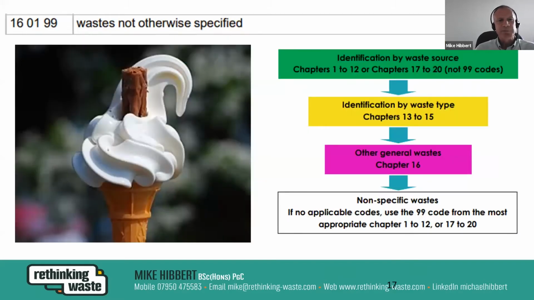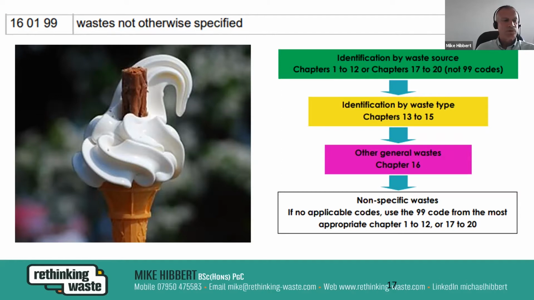So here is an example, chapter 160199, and it says waste not otherwise specified. And this description appears at the bottom of quite a lot of the tables. A word of warning, we shouldn't use 99 codes on our first go through the listing. We should only use it if we can't have any joy. If we get to chapter 16, then we can use 99 codes at that point.